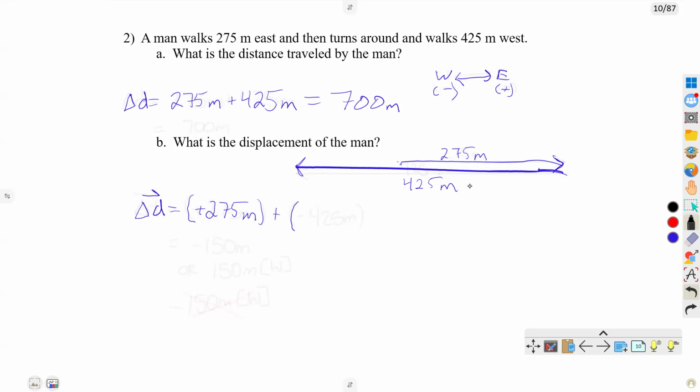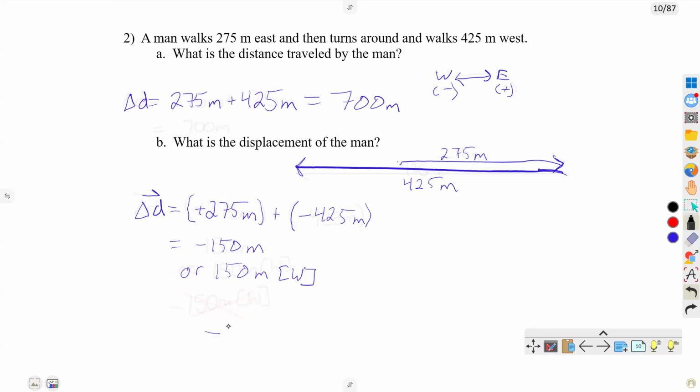Because going west is the opposite direction of east, and that's moving in a negative direction, we're going to go 425 meters, but we got to put that negative sign in there. So now when we add these together in your calculator, you're going to end up with negative 150 meters. Now we could leave it like that, or we could say it's 150 meters to the west.